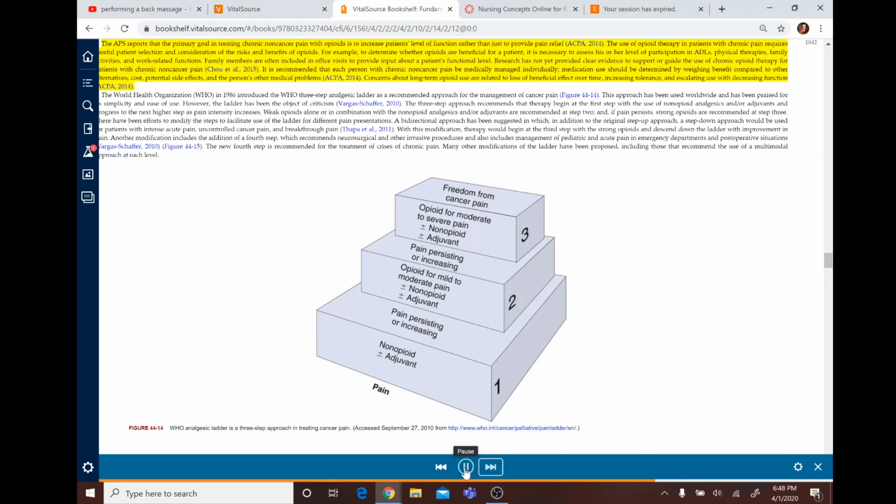Family members are often included in office visits to provide input about a patient's functional level. Research has not yet provided clear evidence to support or guide the use of chronic opioid therapy for patients with chronic non-cancer pain, Joe et al., 2015.